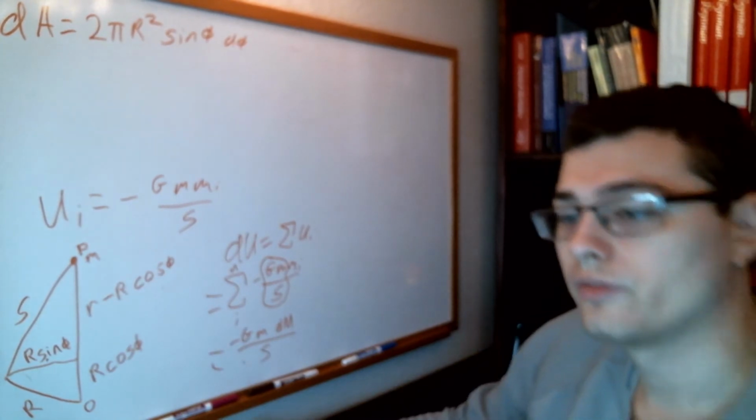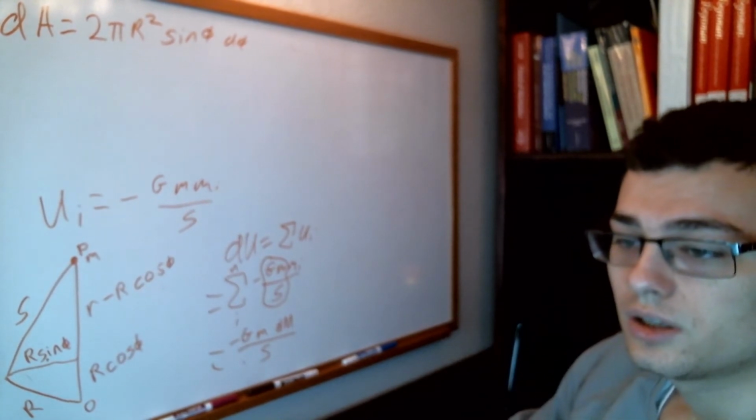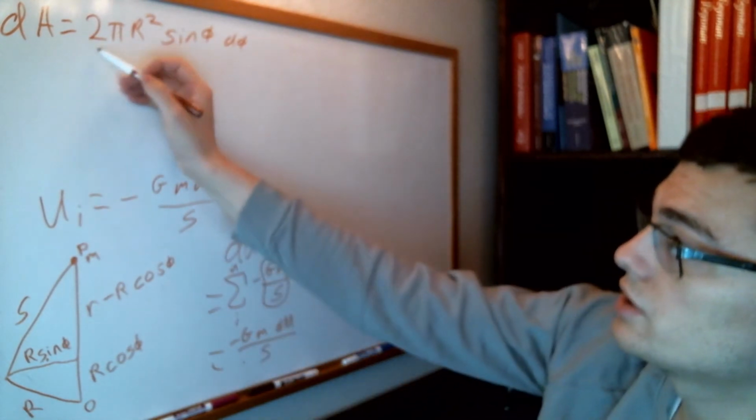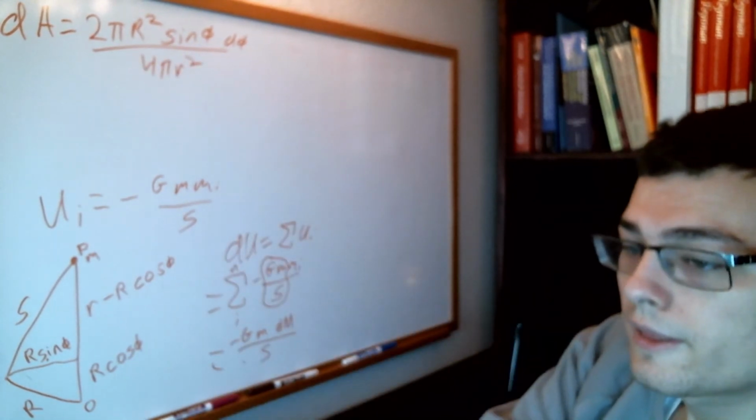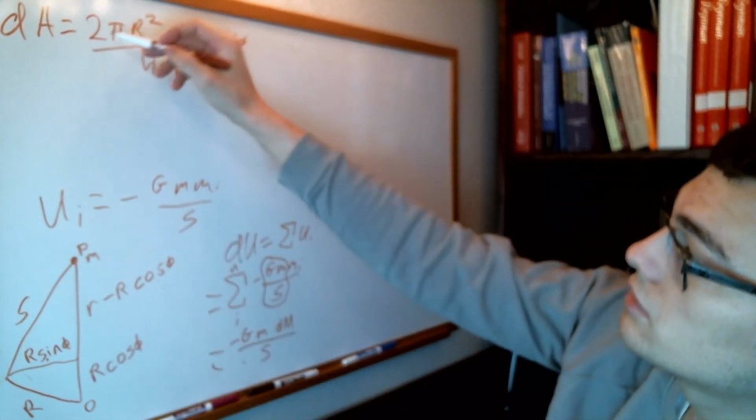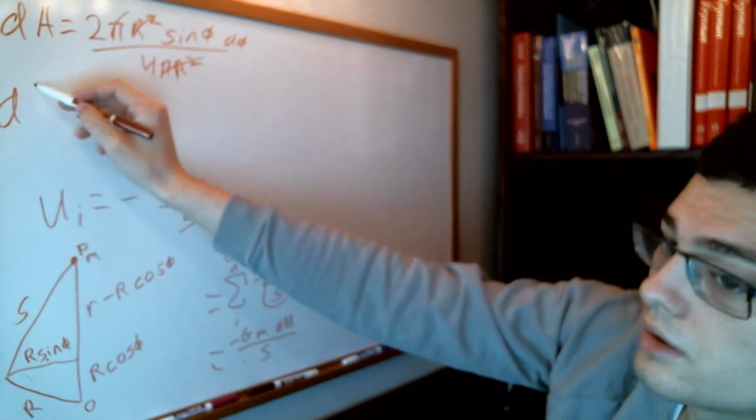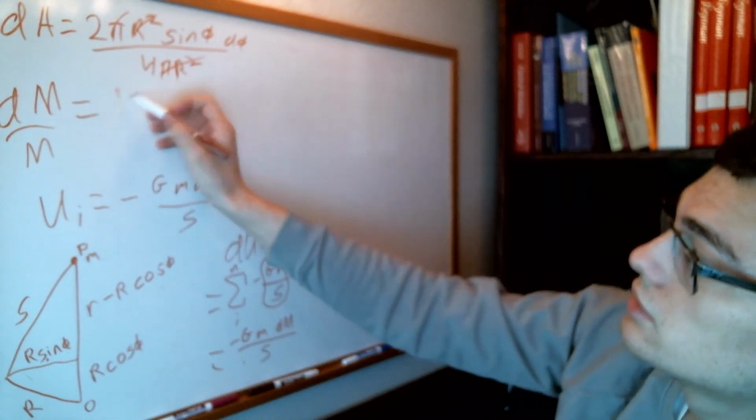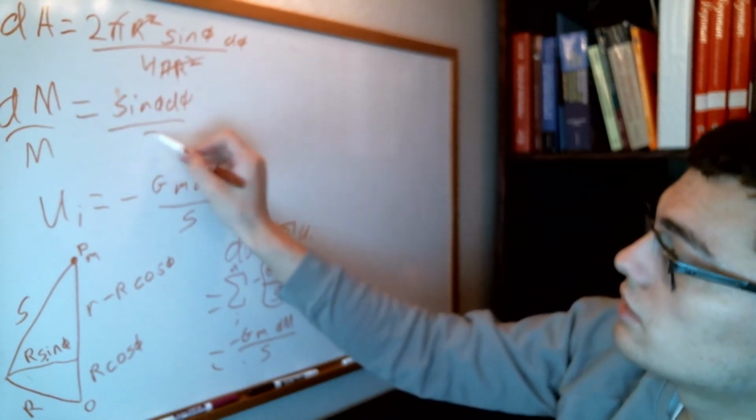And the ratio of the ring's mass to the total mass of the shell is equal to the ratio of the area dA of the ring to the total area 4 pi R squared of the shell. So we just have to take this quantity and divide it by 4 pi R squared. And this is a big R, not a little r. And so then the pi and the R's cancel out, and this is equal to 1/2. And we get that dm over M is going to be equal to sine phi d phi over 2.